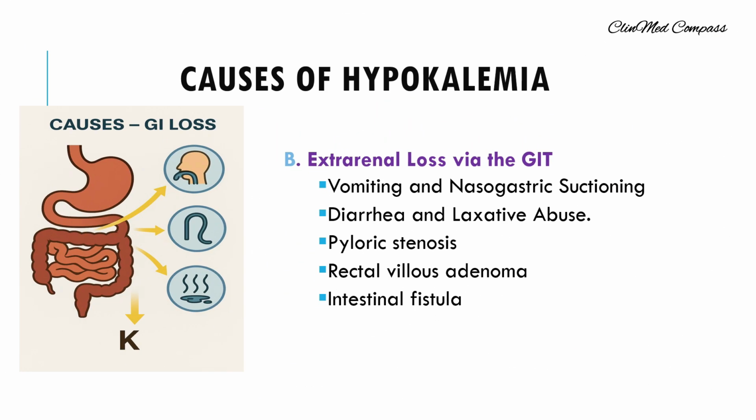Now we'll look at the extrarenal loss of potassium through the gastrointestinal tract. Common GI causes include vomiting and nasogastric suctioning, diarrhea, laxative abuse, pyloric stenosis, rectal villous adenoma, and intestinal fistulas.